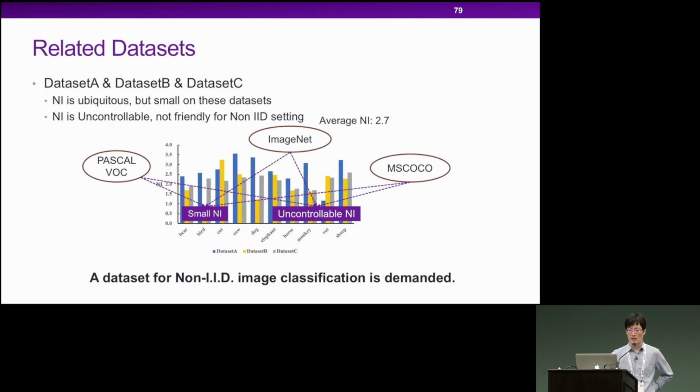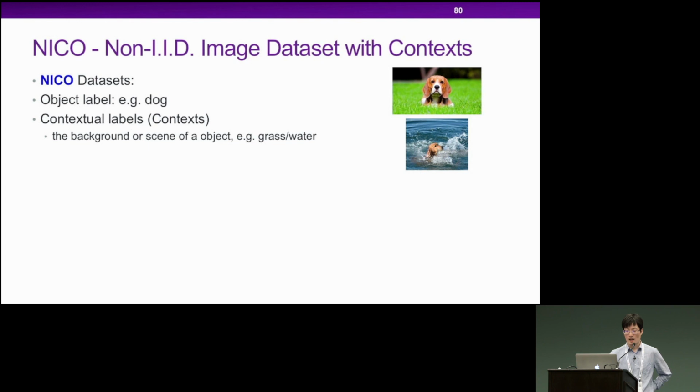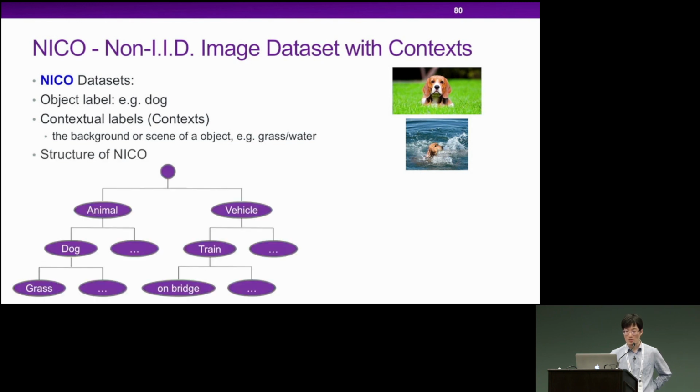So here we construct the NICO data set, in which we provide the object label and also some contextual labels. For example, the object label is dog, and the context label is on the grass or in the water, something like that. And this is the structure of NICO. In total, we have 2 superclasses, in each superclass we have 10 classes, and in each class we provide 10 contexts.